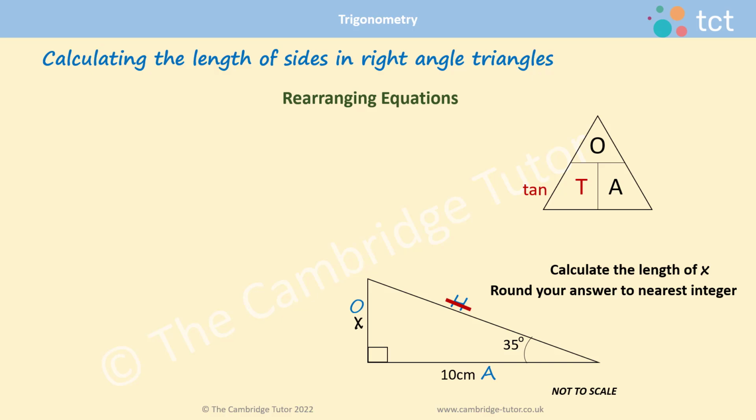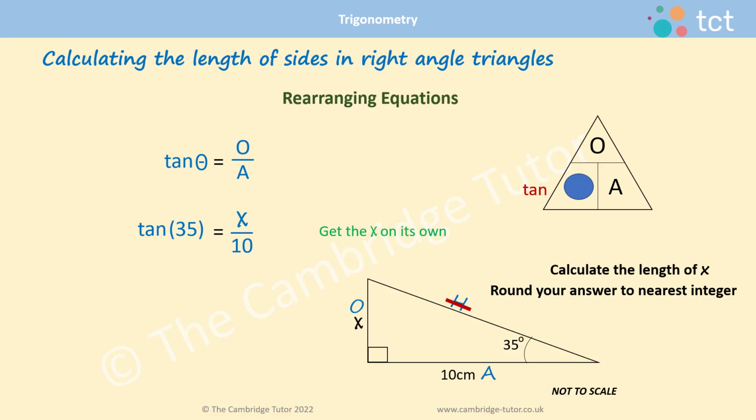What you're going to start with here is what the tan of the angle equals. And if you just cover up the tan here, you will see the tan of the angle is equal to the opposite divided by the adjacent. If we substitute in the values, the tan of 35 is equal to x, which is the opposite side we don't know, divided by 10.